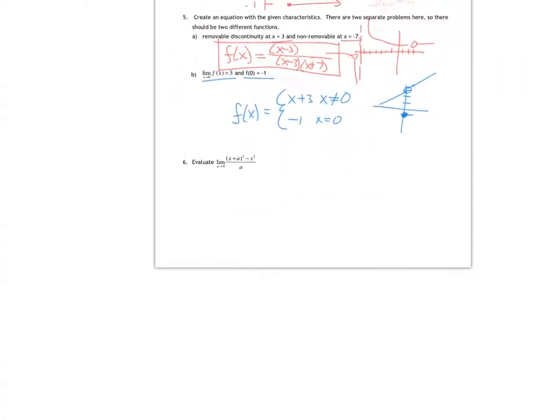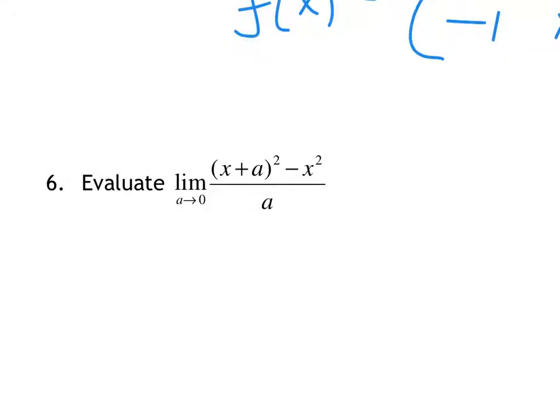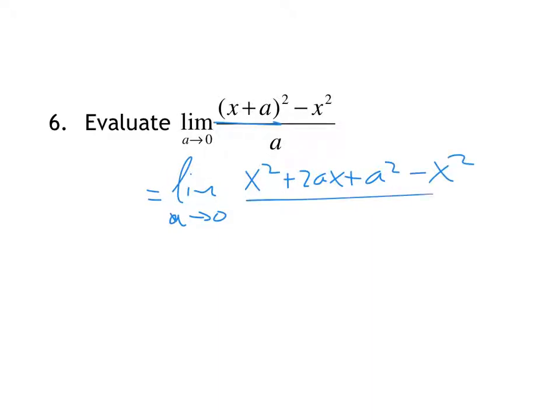So one more here. Let's evaluate a limit. We got to clean this up, we got to simplify it. Let's see what we get here. We get the limit as a goes to 0 of x squared plus 2ax plus a squared, so square that binomial out, and then minus x squared, all over a. And we're going to simplify this, and this is going to lead to our derivative. That's what it's going to lead to.